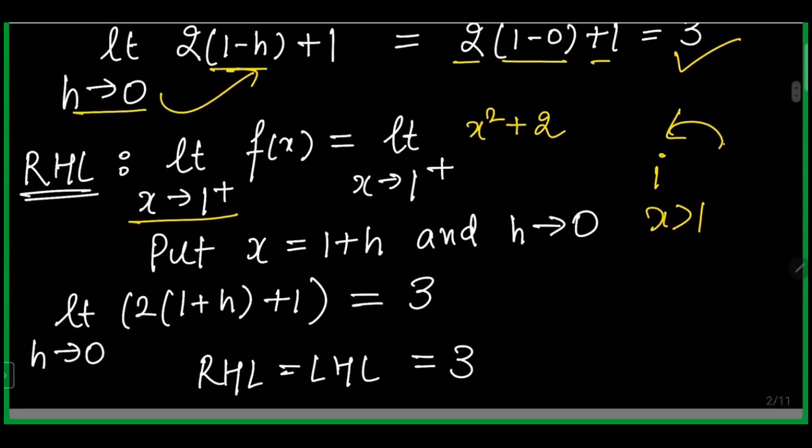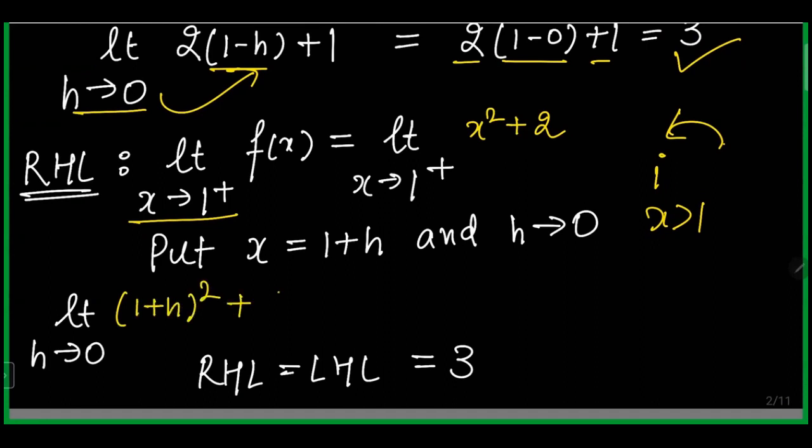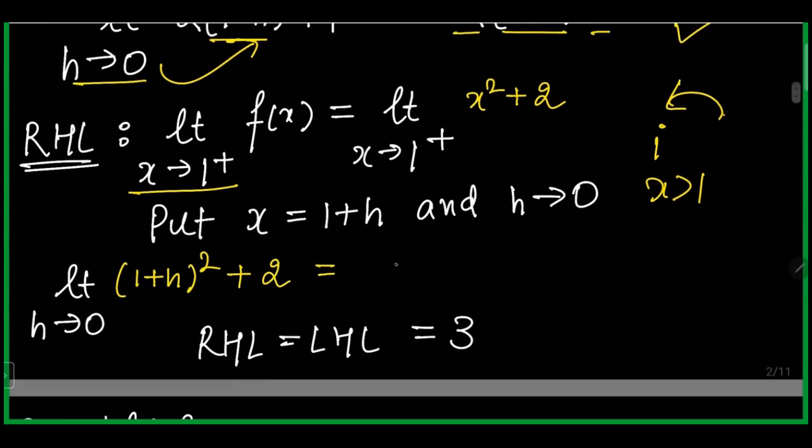Okay, so if I put x as 1 plus h, so what will I get? I will get (1 plus h) square plus 2. Very nice. Now I will just put h equal to 0. So I will get 1 square plus 2, which is also 3. So either you come from the right side or you come from the left side. In both the cases, you are getting your answer as 3. It means your limit exists at x equals 1. Okay, so that is an example which you can clearly see.